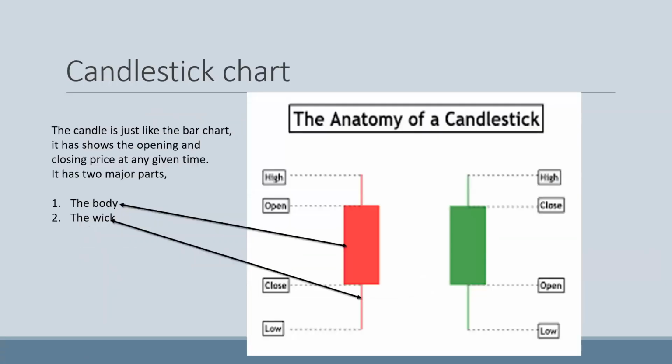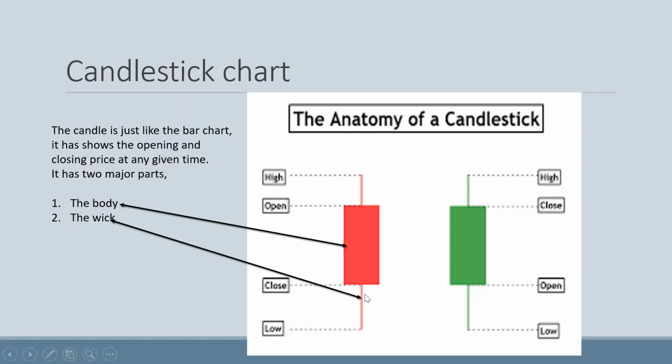Now, you now have the candlestick. The candlestick is what we are using, right? So the candlestick is just like the bar chart because it gives you the opening price, it gives you the closing price, and it has two major parts. It has the body and it has the wick.